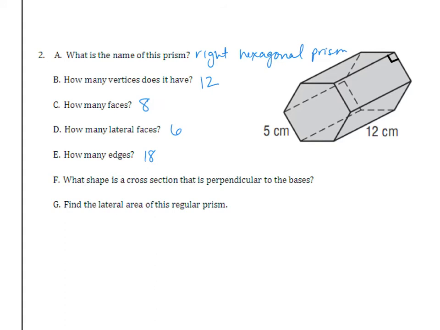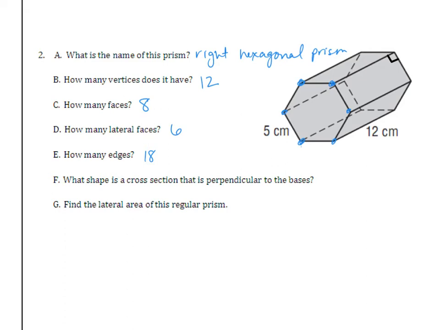So part A, this is a right hexagonal prism. It has 12 vertices. Remember, the vertices are like the corners, so there's 6 on this end and 6 on the other end. How many total faces? Well, there's 6 sides plus 2 bases, so that means 8 total faces. But 6 of them are lateral faces.